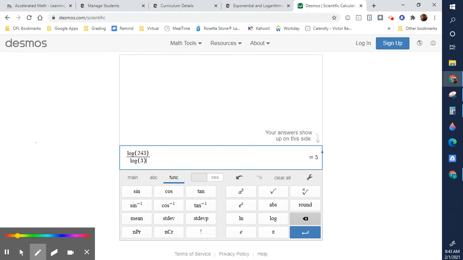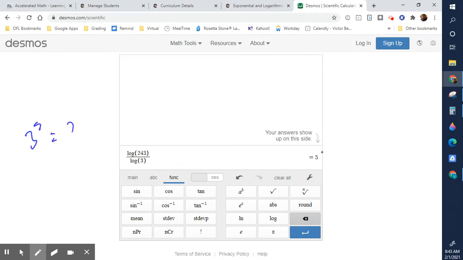This is saying it's the opposite of saying 3 to the 5 gives us 243. It's saying, how many times do I have to multiply this 3 to get 243? So this is just a different way to figure things out backwards.